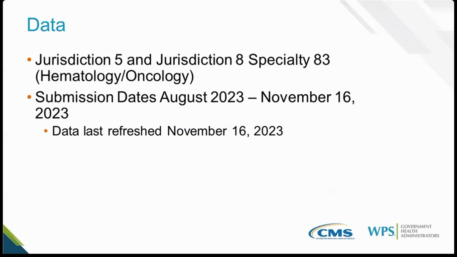You can see that in that first bullet here. I requested data for claim submission dates August of 2023 through November 16 of 2023, and the data that I pulled on that day was last refreshed on that day, so actually on November 16. So what this means, folks, is that any claim submitted for this date range after November 16th is not included in the data that I am going to show you now.